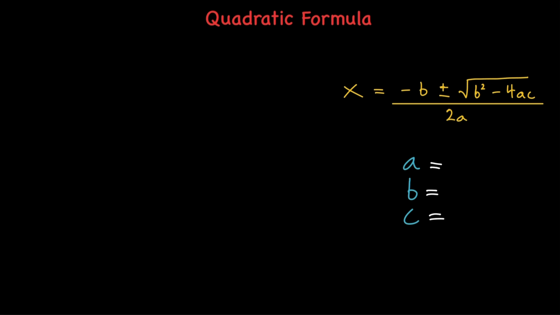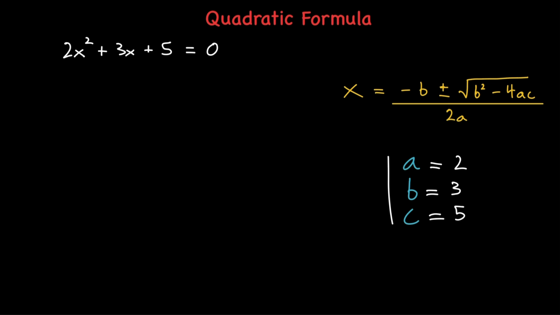For our final example, let's solve 2x squared plus 3x plus 5 equals 0. So our first step, once again, is identify the values of a, b, and c. So the coefficient of x squared is 2, which means a equals 2. The coefficient of our x in the middle is positive 3, so b equals 3. And our constant term on the end is positive 5, which means c equals 5.